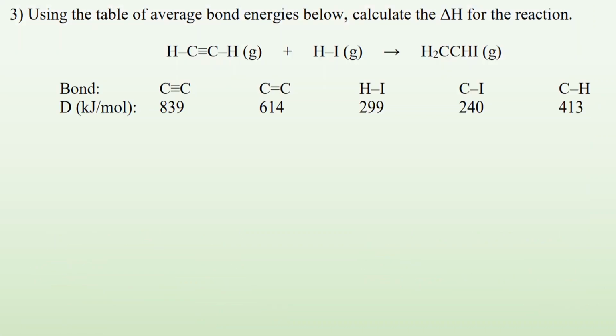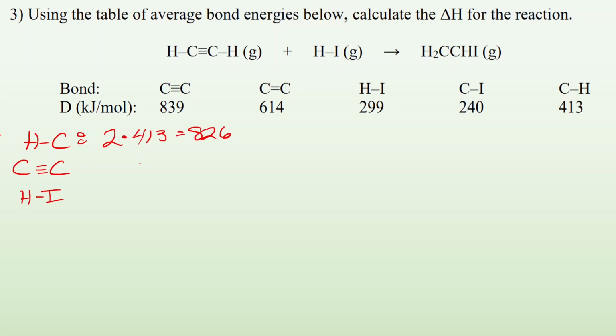Now number 3, using the table of average bond energies below, calculate the delta H for the reaction. So same process. So let's divide that down the middle, take a look at what I have to do with the reactants and the products. So I've got hydrogen-carbon bonds, I've got carbon-carbon triple bonds, and I've got hydrogen-iodine single bonds. So how many hydrogen-carbon bonds do I have? There's 2 of them. They're each worth 413. So to break those 2 bonds, I have to invest 826 kilojoules.